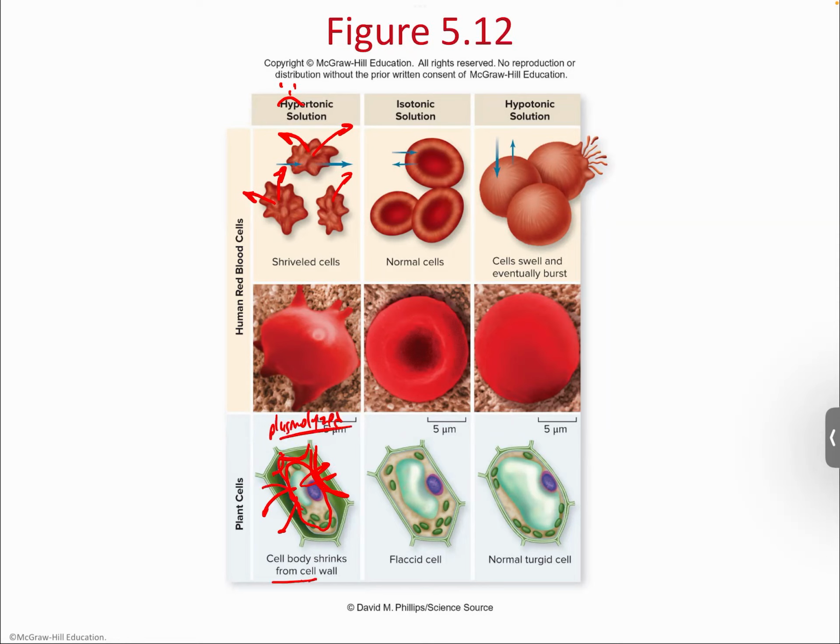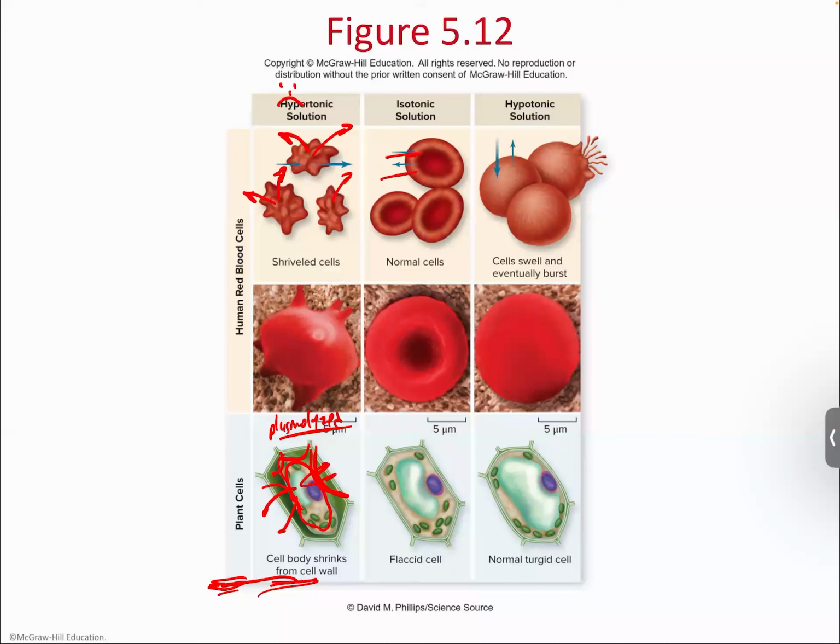And this is basically a plant that is pretty much on the ground. I mean, it is in bad shape. So a hypertonic environment for a plant isn't any better than it is for an animal. Well, let's see if we can improve this situation. Let's go to isotonic, shall we?